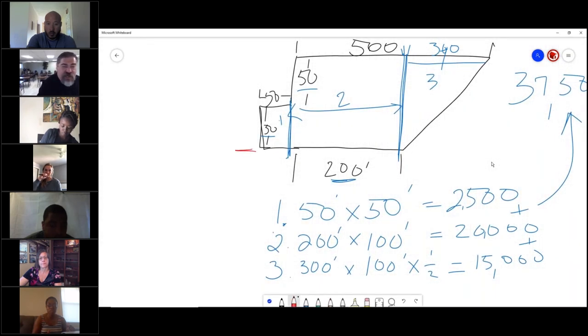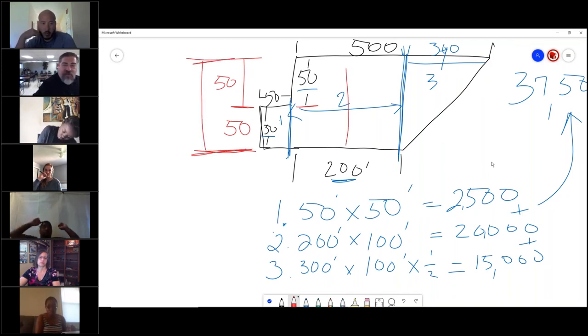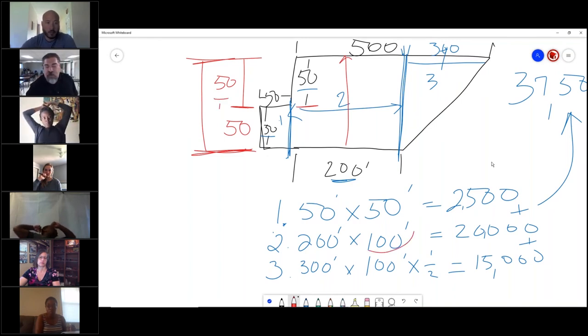I told you this here is 50 feet, right? But this also tells you, from here to here is another 50 feet. So from here all the way up to the other boundary is 50 plus 50, which is that 100 right there.